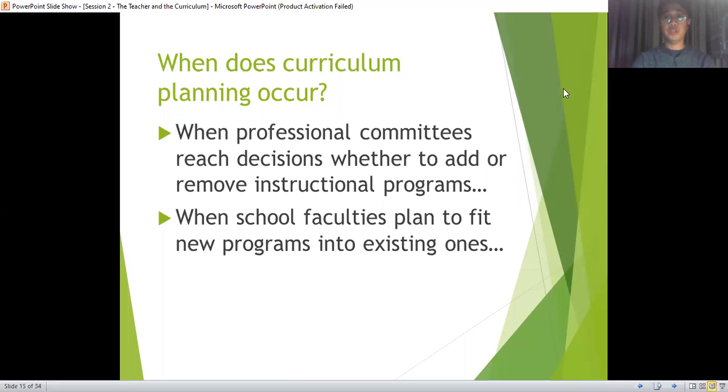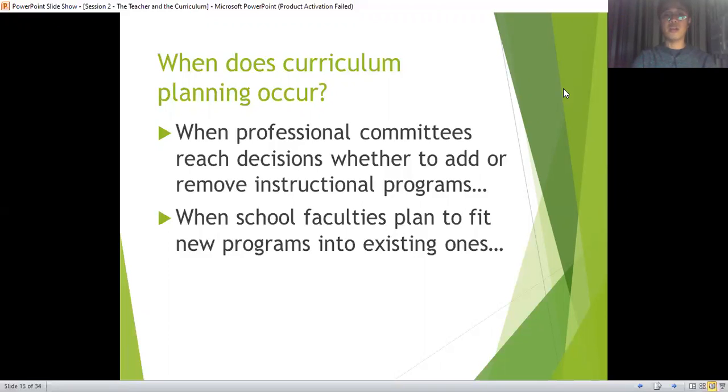Okay, we shall continue with our discussion on the perspectives of curriculum development. And we are now on the question, when does curriculum planning occur? So we've already mentioned one, that's when professional committees reach decisions whether to add or remove instructional programs. And we had an example for that, like during the time when they were still deciding whether to remove Filipino from the list of courses to be taken in college, and it was decided already that Filipino should be retained.